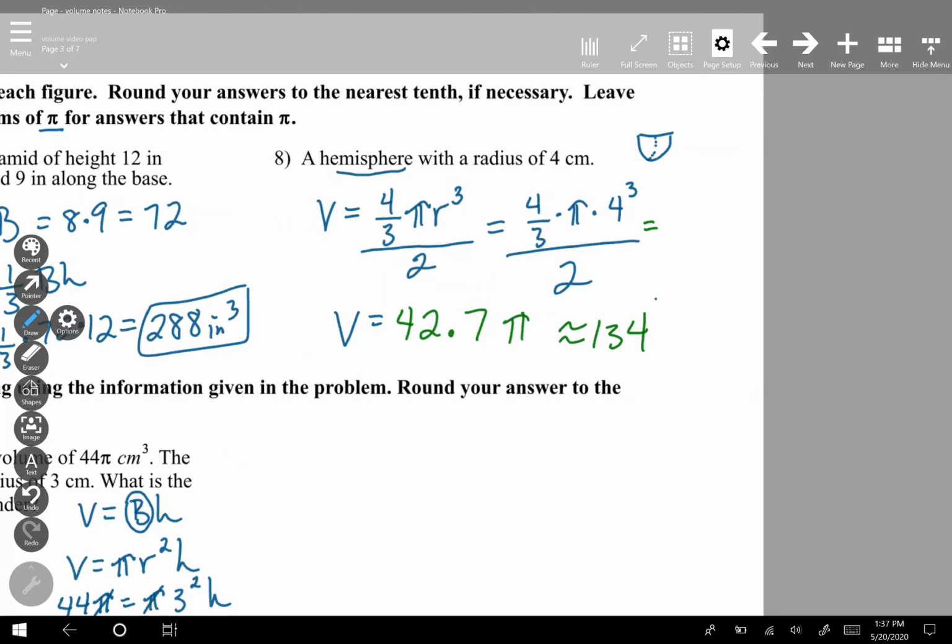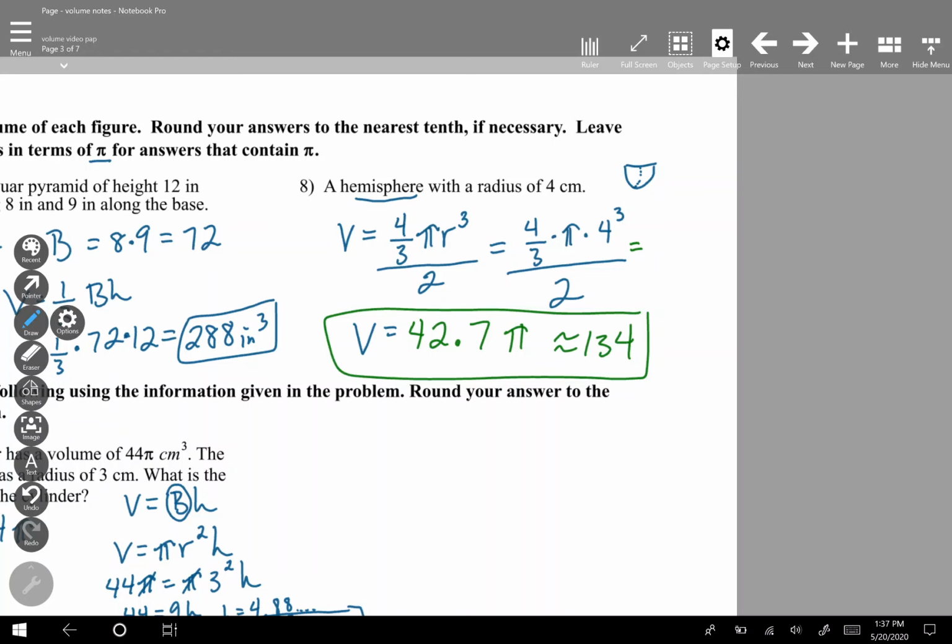134. So if they tell you to leave your answer in terms of pi, just don't type in pi when you do all this and just put it on at the end. If they tell you to round to the nearest tenth, then just type everything in and round there. So that's it for volume.